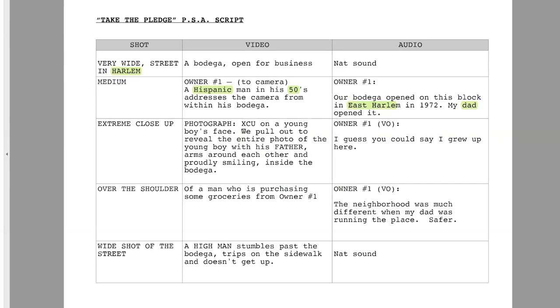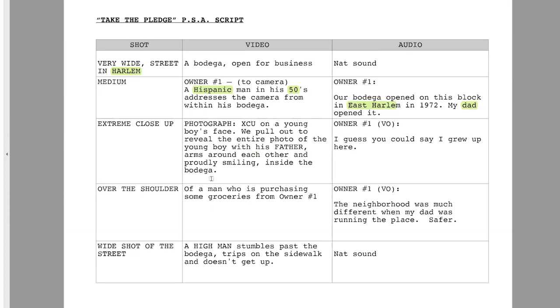Extreme close-up on a photograph. Extreme close-up of a young boy's face. We pull out to reveal the entire photo. The young boy is the owner, and he is with his father. Their arms are around each other, proudly smiling inside the bodega. The owner says, I guess you could say I grew up here.